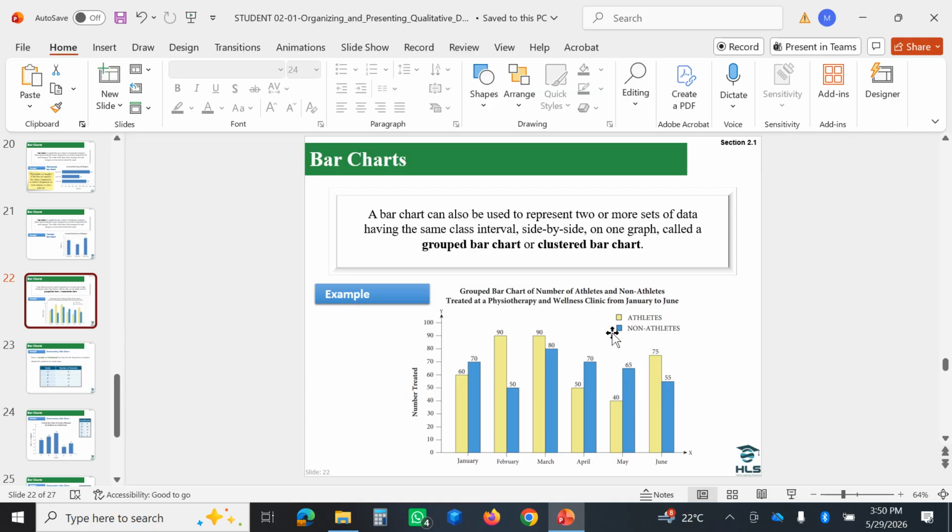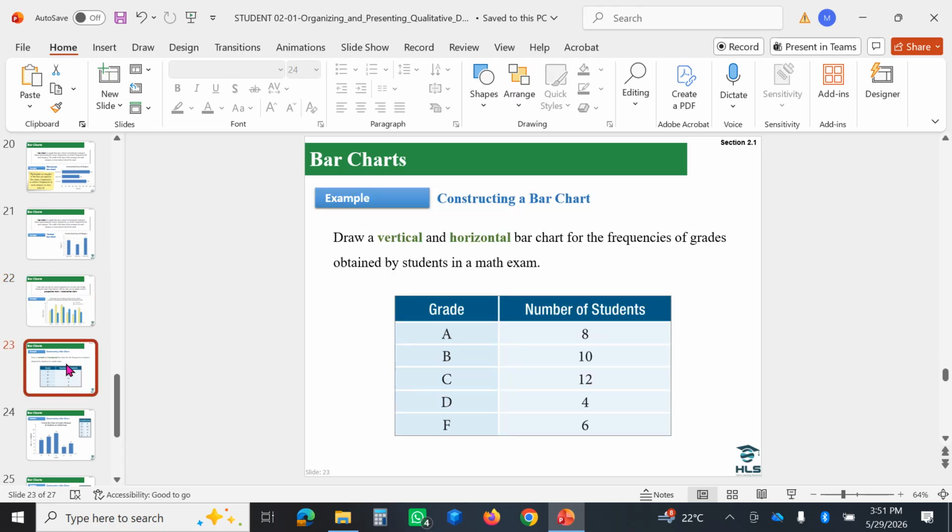Here we're looking at athletes, denoted in yellow, and non-athletes, denoted in blue, and we've got the months of the year, January, February, March, April, May, and June, and we're grouping these as a comparative analysis. In the grouped bar chart of number of athletes and non-athletes treated at a physiotherapy and wellness clinic from January to June, you'll see that in January more non-athletes were treated, but in February and March more athletes were treated. Good. Let's move on.